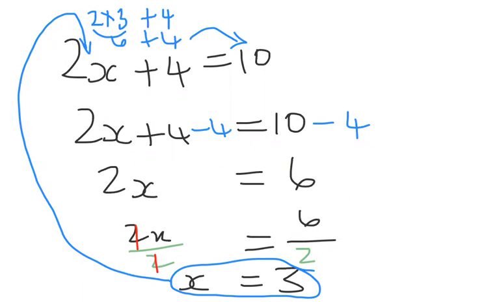Let's do one last one. Let's do 3x minus 2 equal to, let's take 7.